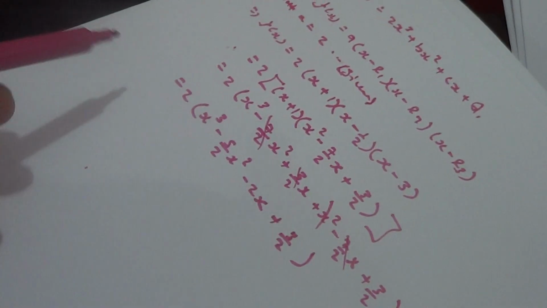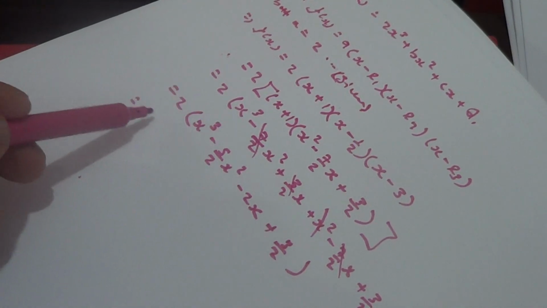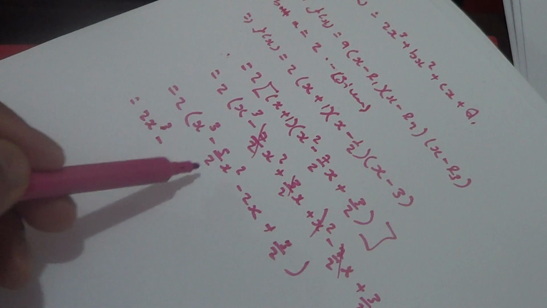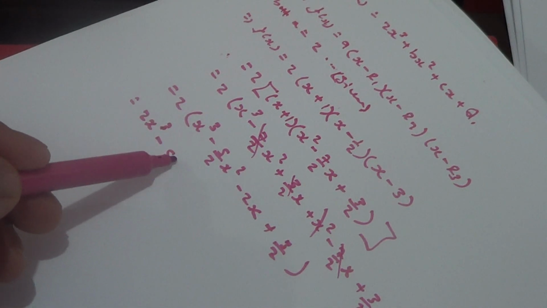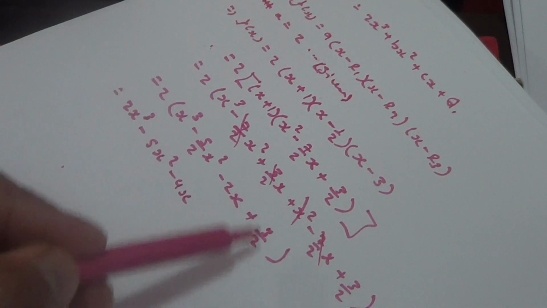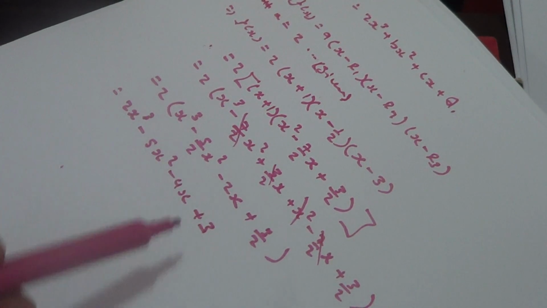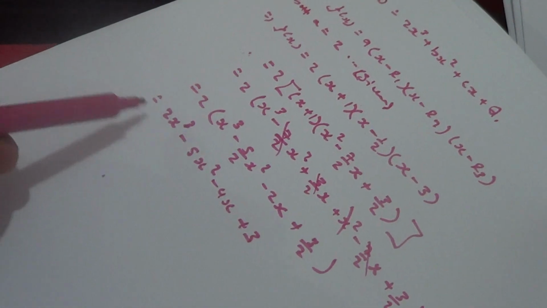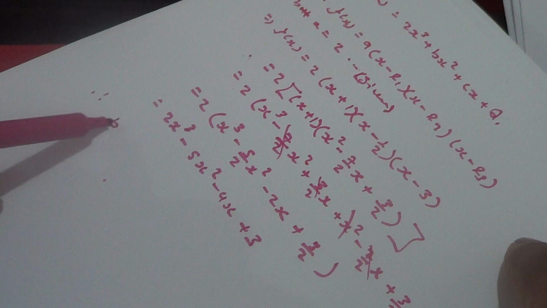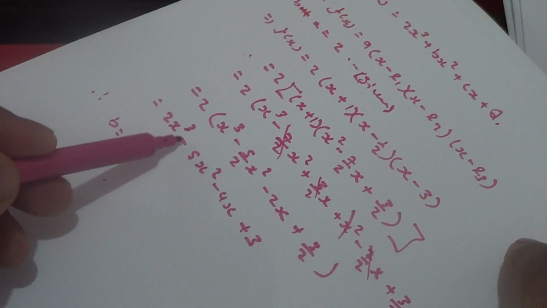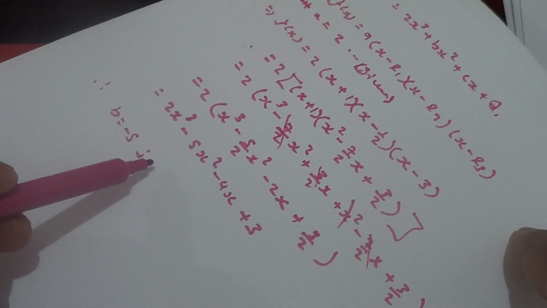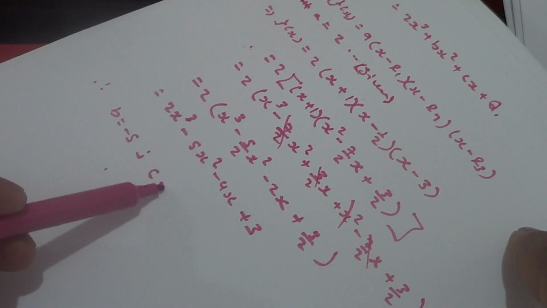Okay. Then we multiply our 2 inside, we get 2x cubed. So you see, it's there. Minus, when you multiply by 2 here, you get minus 5x squared, minus 4x plus 3. Alright, so therefore our b is the coefficient of x squared, it's minus 5. Our c is the coefficient of x, it's minus 4.